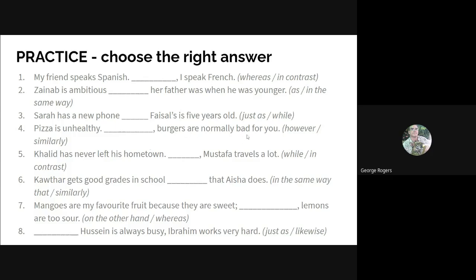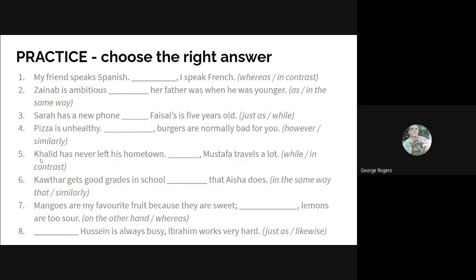Burgers are normally bad for you. So unhealthy, bad for you. And we have 2 sentences, so this is a transition. So similarly, and we have however, but again, bad for you. So these 2 are more comparing, so we need to choose similarly. Pizza isn't healthy. Similarly, burgers are bad for you.